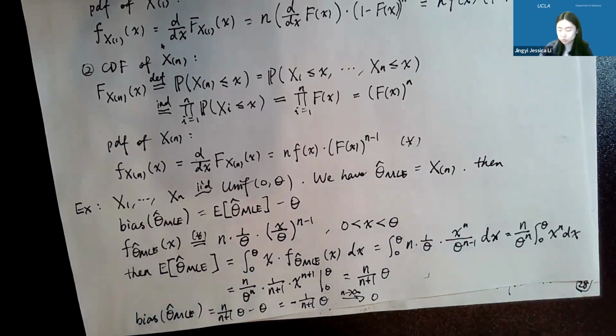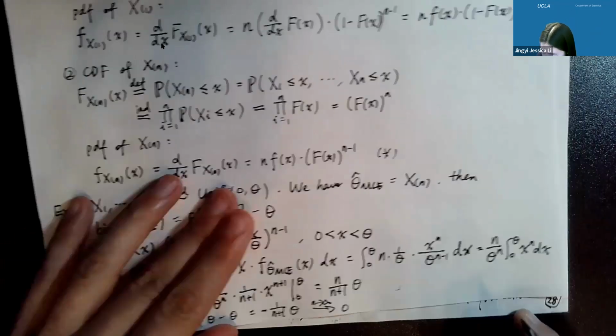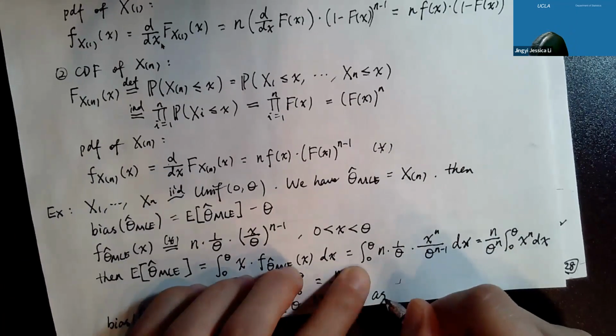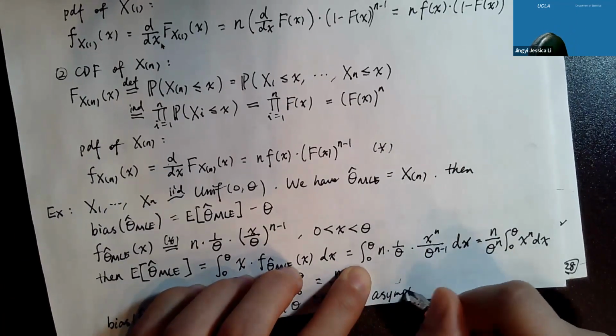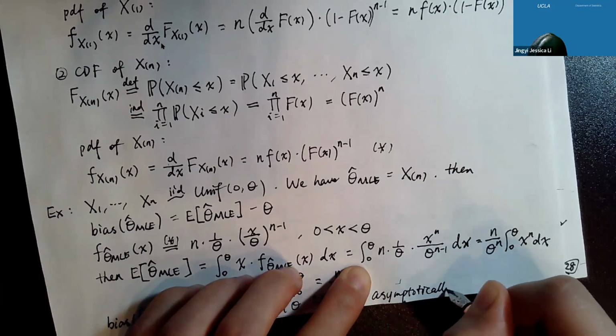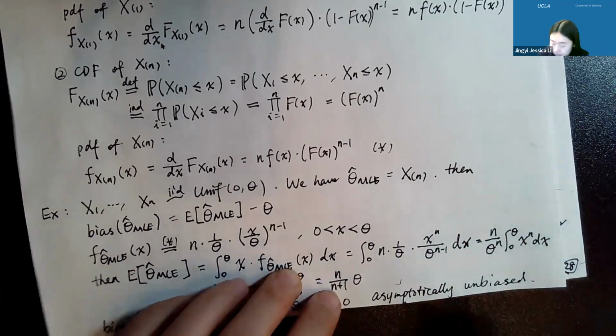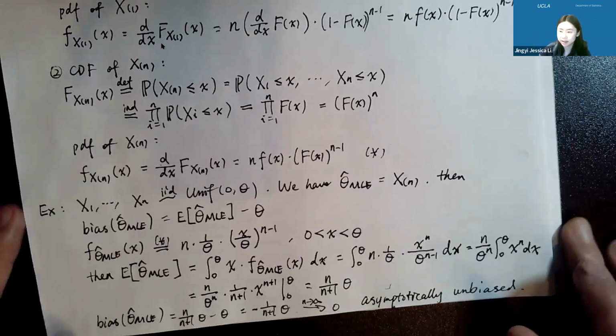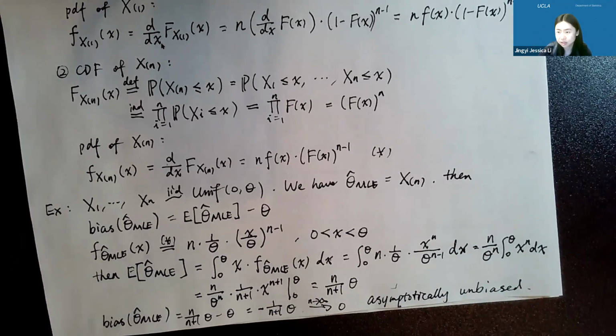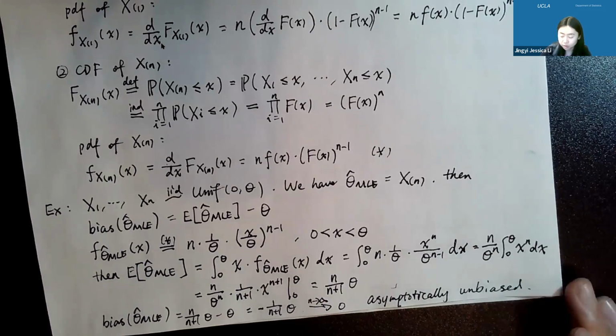In this case, we give such an estimator a name, which is called asymptotically unbiased. The adverb asymptotically means that when the sample size n goes to infinity, under that scenario, what happens? What we're saying is that the bias goes down to 0. That's why as n goes to infinity, the estimator becomes unbiased.